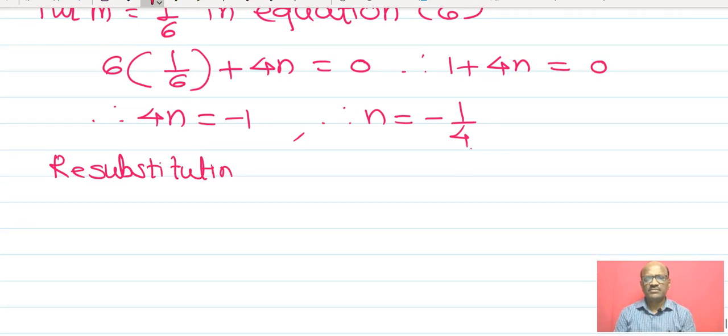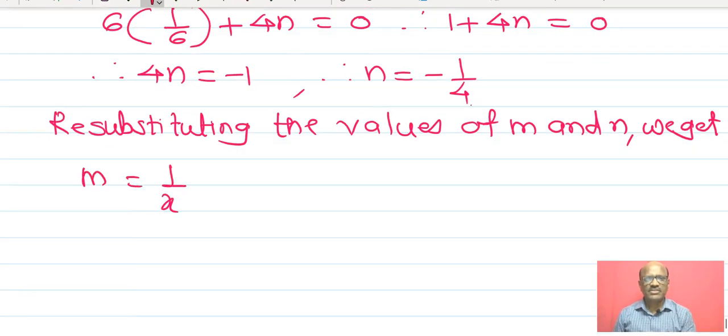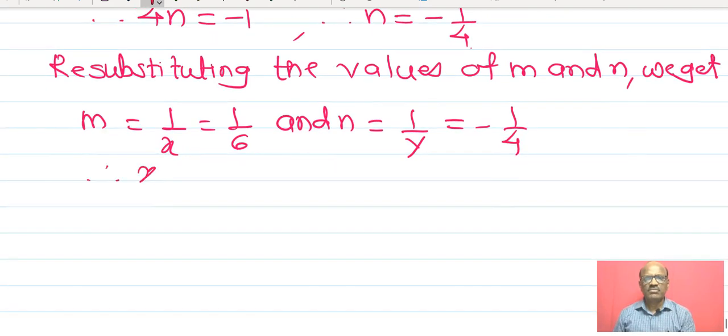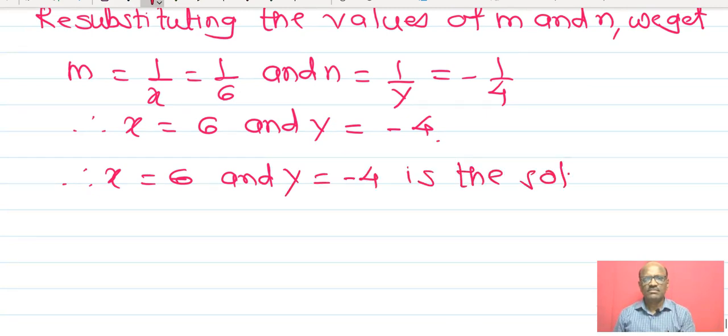Resubstitute values of m and n. We get m is equals to 1 upon x, that is 1 upon 6, and n is equals to 1 upon y, that is minus 1 by 4. Therefore, x is equals to 6 and y is equals to minus 4 is the solution of the given simultaneous equation.